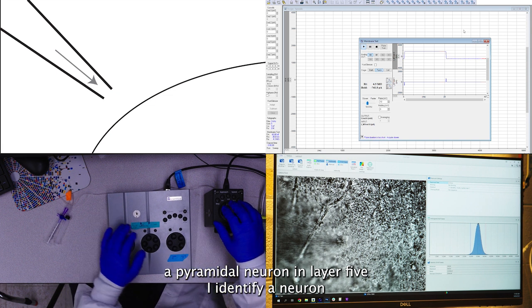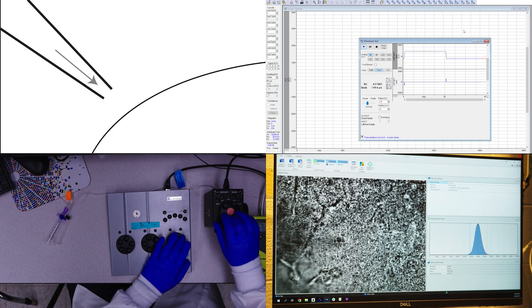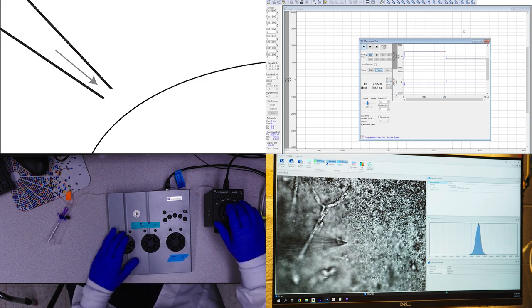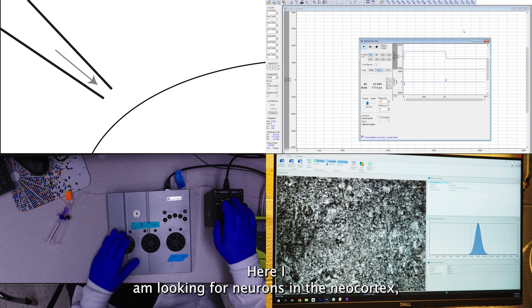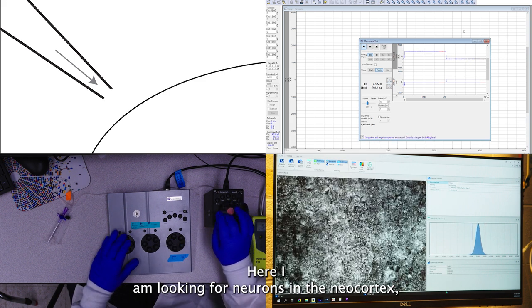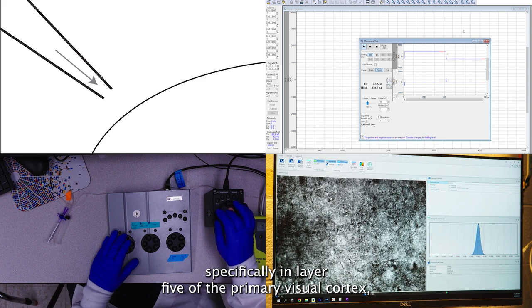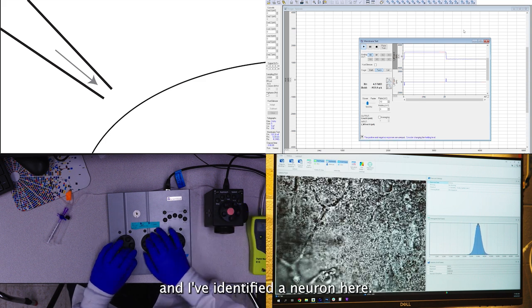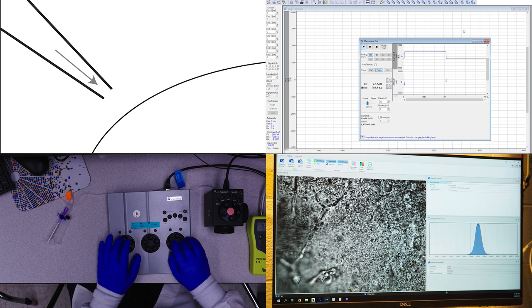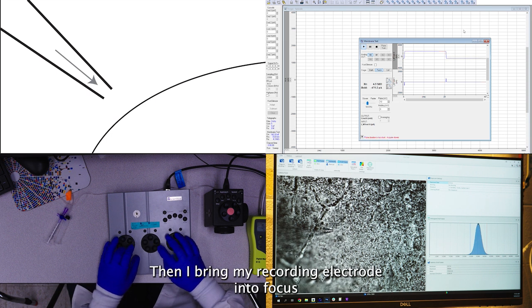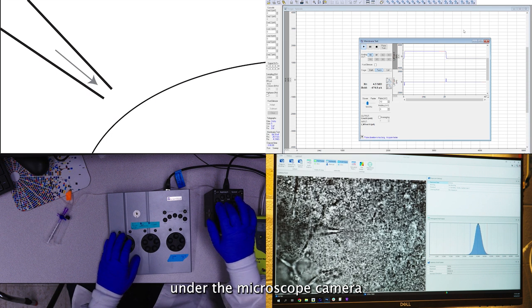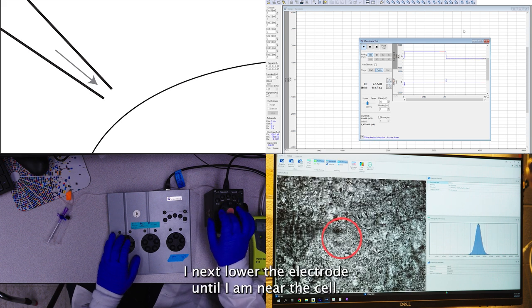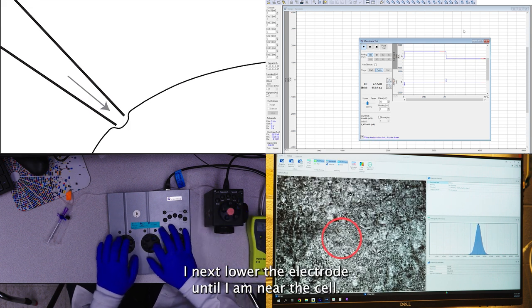I identify a neuron that looks healthy enough to patch. Here, I am looking for neurons in the neocortex, specifically in layer 5 of the primary visual cortex, and I've identified a neuron here. Then, I bring my recording electrode into focus under the microscope camera. I next lower the electrode until I am near the cell I want to patch.